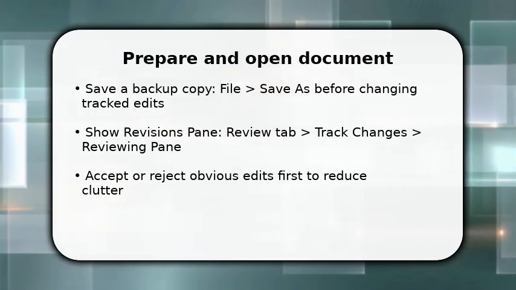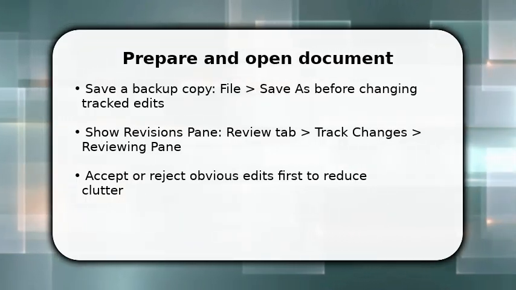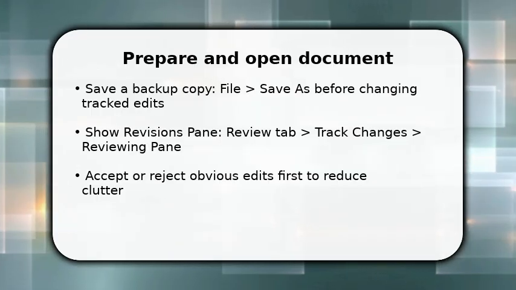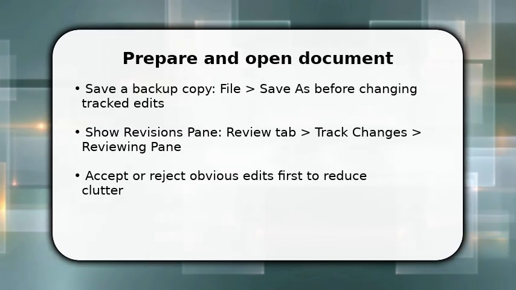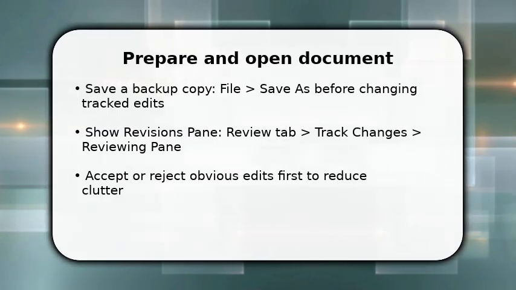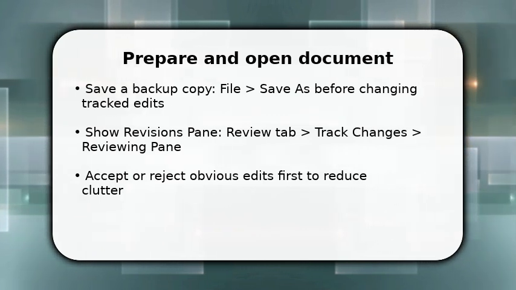Next, scroll through high-level edits and accept or reject any obvious insertions or deletions to simplify the list. This reduces accidental approvals later and makes the next steps faster. Keep Track Changes turned on only if you intend to continue marking new edits.